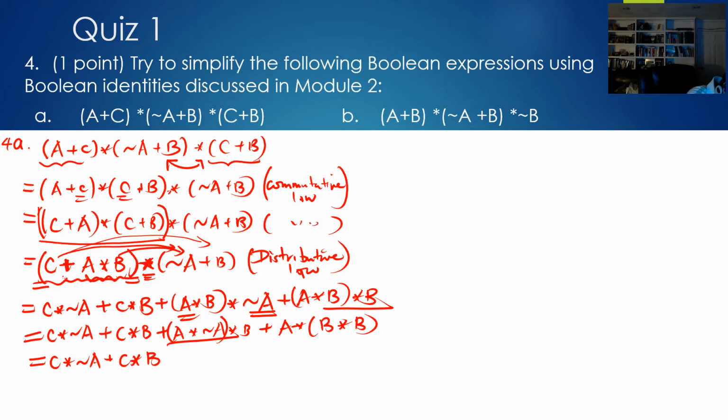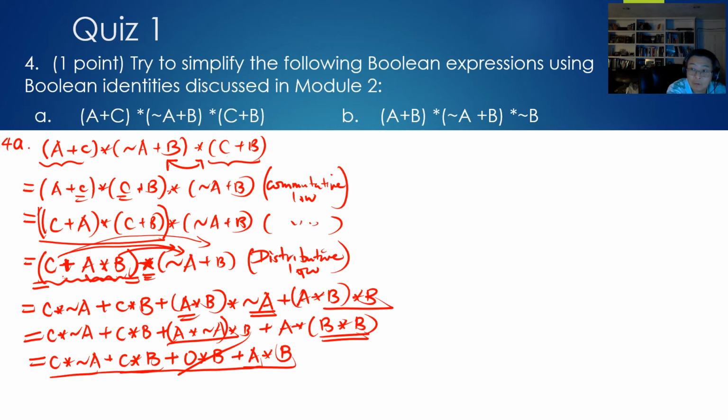A times tilde A. That's an AND operation, so this is 0, right? 0 times B plus B. You get 1 times B, so this is going to be canceled out. So now you have 3 items. Now most people stopped here, and in the quiz, if you reach that result, I'm going to give you full grade. But you can continue to do it.